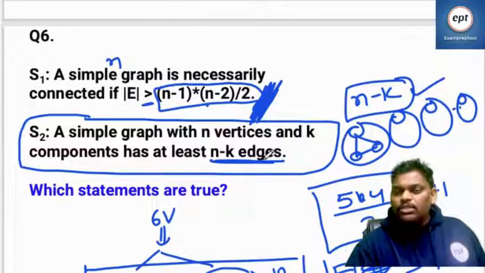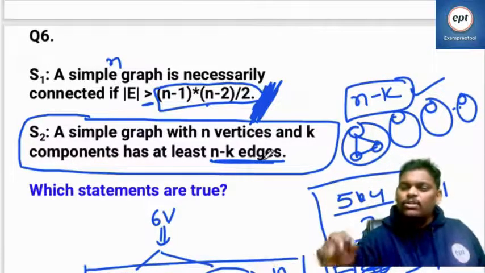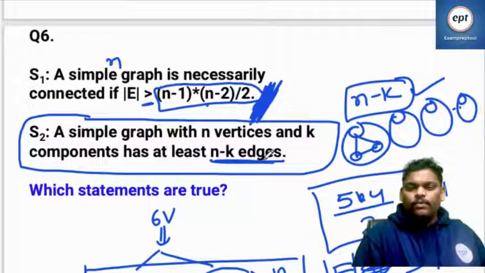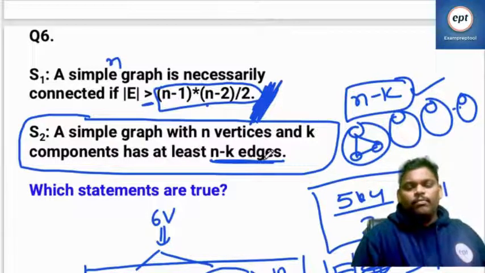GATE exam is basics only. Someone is saying, sir, forest is also a simple graph. Remember, every forest is a simple graph, but every simple graph is not a forest. The reverse is not true. Every simple graph need not be a forest.